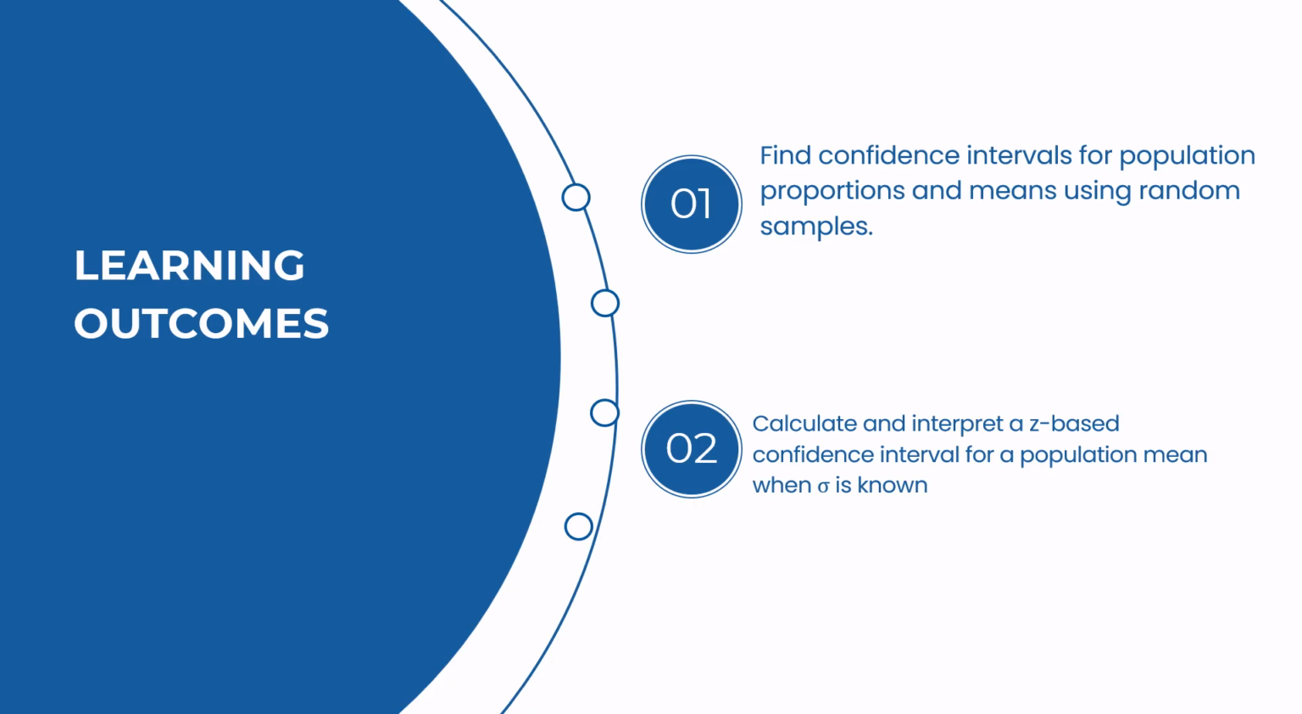So for the learning outcomes, find the confidence interval for a population mean using random samples, and calculate and interpret a z-based confidence interval for a population mean when the population standard deviation is known.